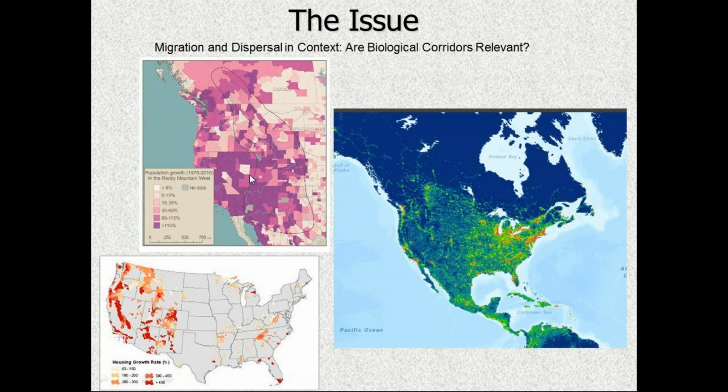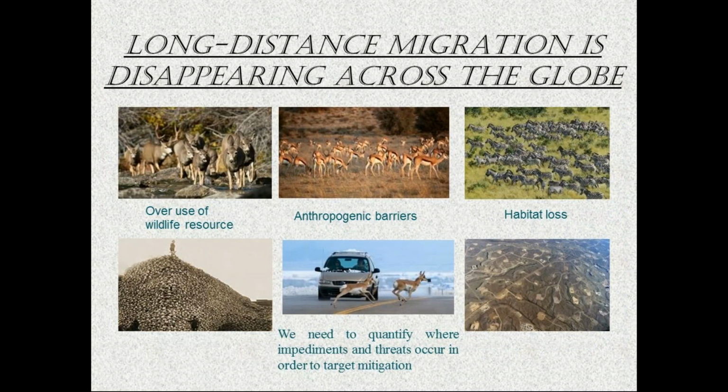And for about the last 40 or so years, in the upper left here, you can see the census data. Most of the fastest growing counties in terms of rate of growth occur in the western part of the United States and North America. One of the things we know is that long distance migration is an imperiled ecological phenomenon.